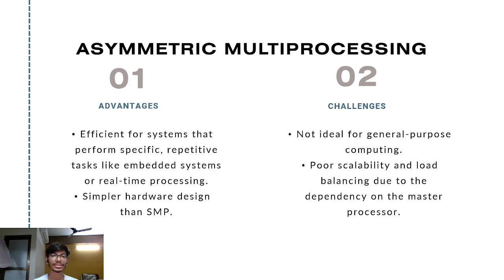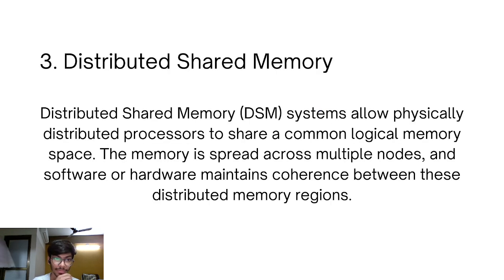The advantages and challenges while using the asymmetric multiprocessor. Advantages: efficient for systems that perform specific repetitive tasks, like embedded engineering, and a simpler hardware design than SMP. Challenges: not ideal for general-purpose computing, poor scalability, and load balancing issues due to the dependency on the master processor.